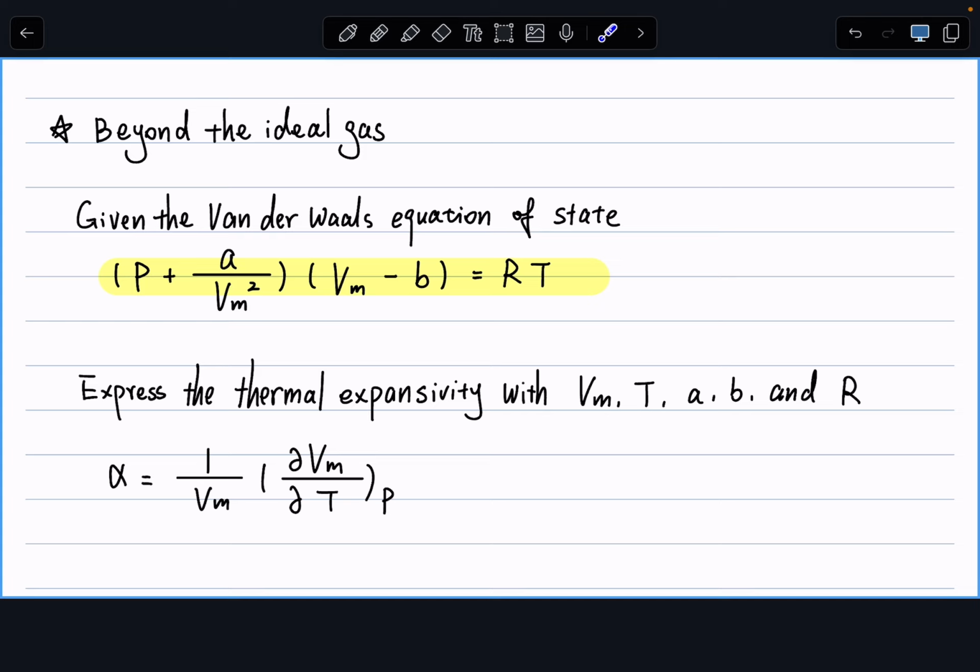So to solve it, we get dP over dVm at constant T. On the right-hand side, we have Vm minus B on the bottom, so that becomes negative RT over (Vm minus B) squared. And here we have Vm squared on the bottom, so that becomes 2A over Vm cubed. Pretty straightforward calculus, just using this one calculus rule.